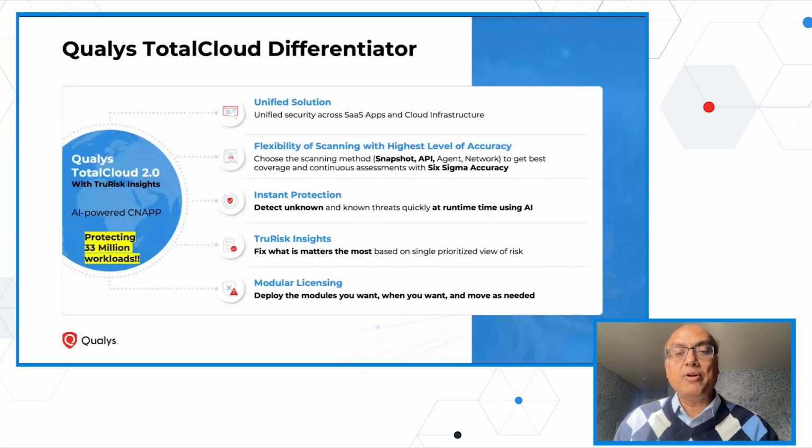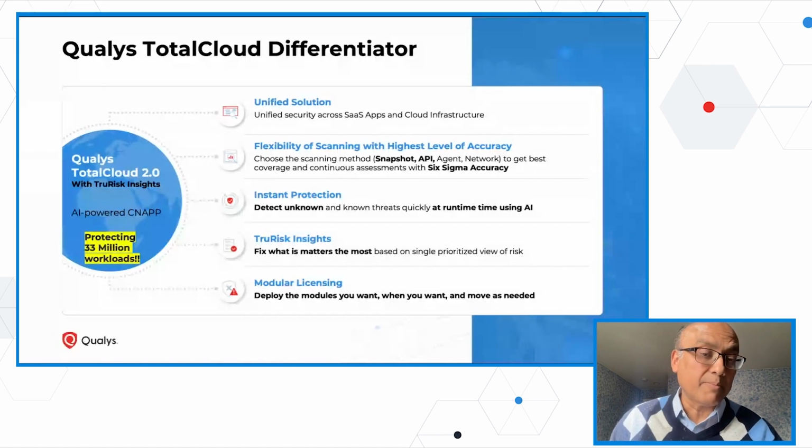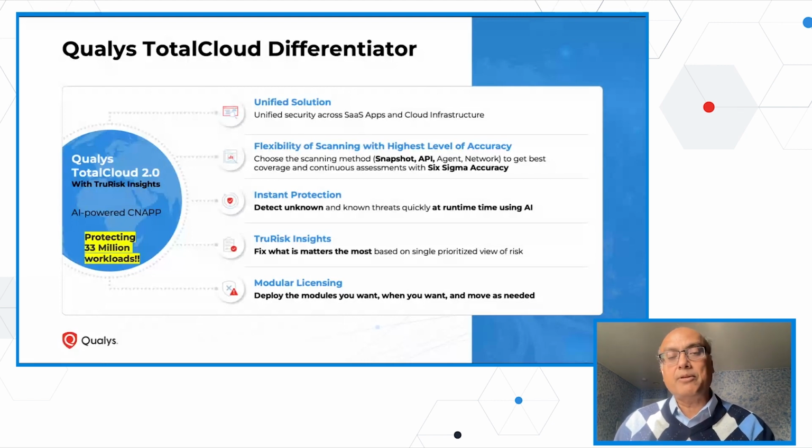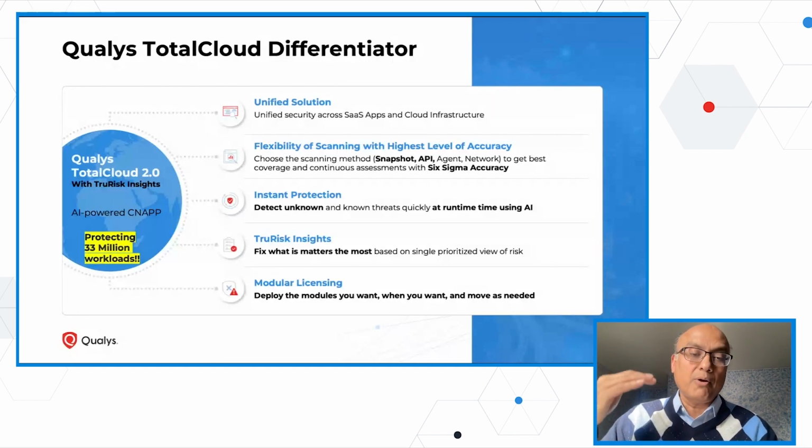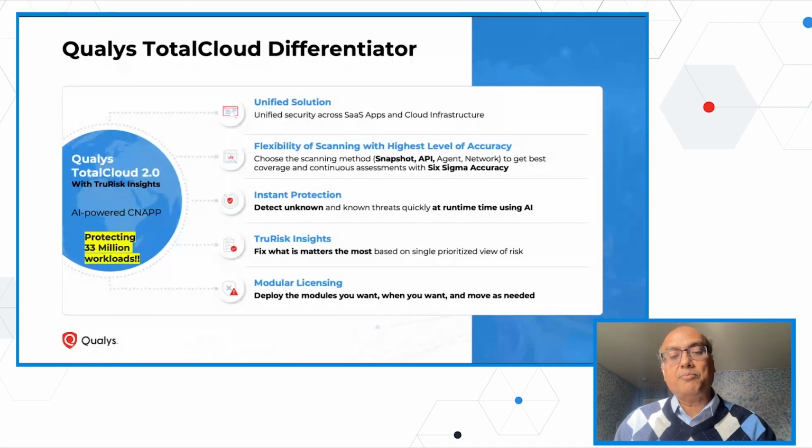Instant protection that can detect unknown and known threats quickly at runtime using AI. And the unknown part is something I've already talked about, because there are so many variants that occur and so many mutants, if you will, of different types of attacks and malware, that the only way to detect them is using AI. And we use deep learning AI. True Risk Insights, which brings together data from all these different capabilities to create a single prioritized view of risk. And our modular and flexible subscription mechanism that allows you to deploy modules you want, when you want, and move them around as your needs evolve.